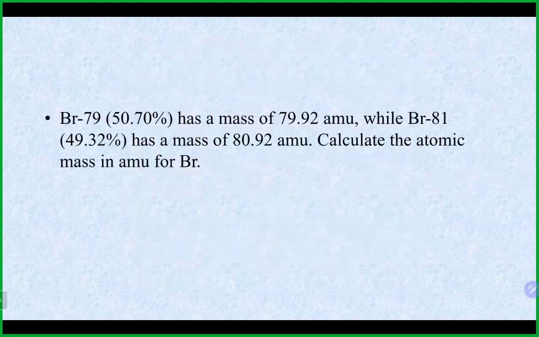So why don't you try one here? Bromine 79 is 50.70%, has a mass of 79.92, and bromine 81 is 49.32%, has a mass of 80.92. What is the atomic mass?